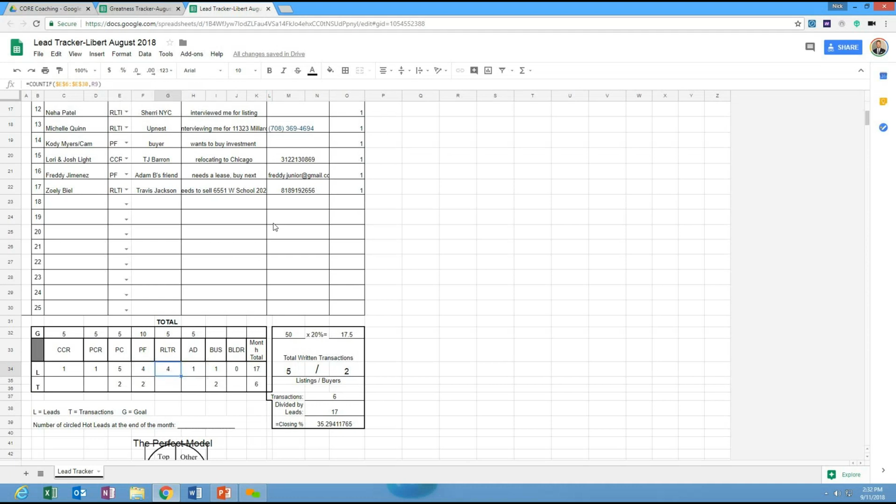Realtor, 4 realtor leads. I had 4 realtors give me referrals last month. That was a good month for me getting leads from realtors. Ads, I had 1 ad call. I think it was a call off one of my signs. Business, I had 1 lender give me a deal. Actually, I think it was a bank trust officer that gave me a deal last month.